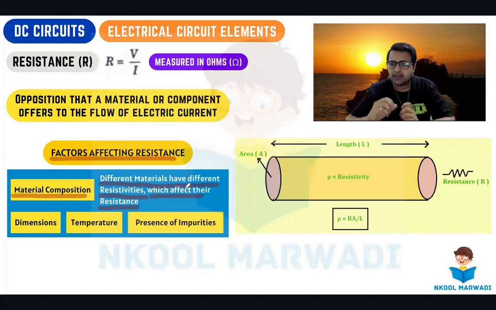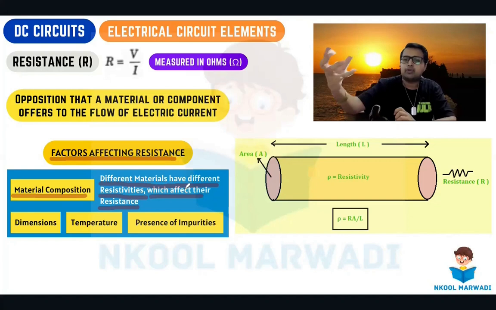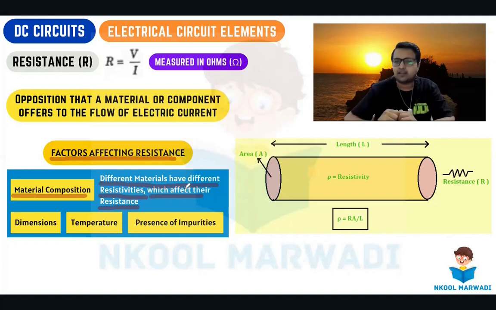So there is a resistivity associated with every material. And resistivity tells how material composition influences the resistance. If the resistivity of a material is very high, it means that material will offer very high resistance. And if the resistivity of a material is very low, it means that material will offer a very low resistance to the flow of current.